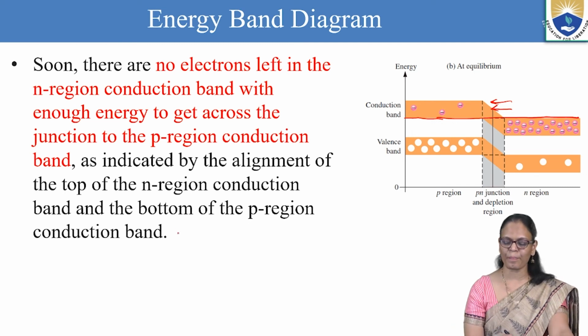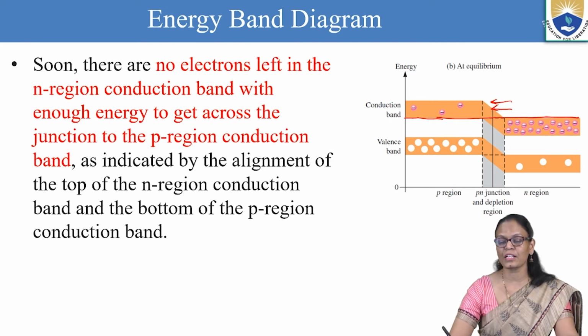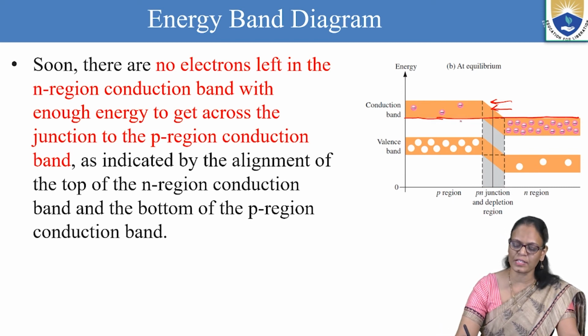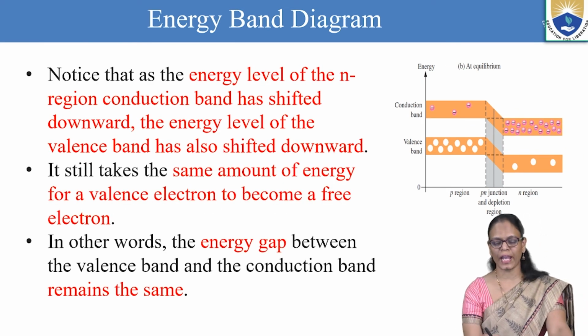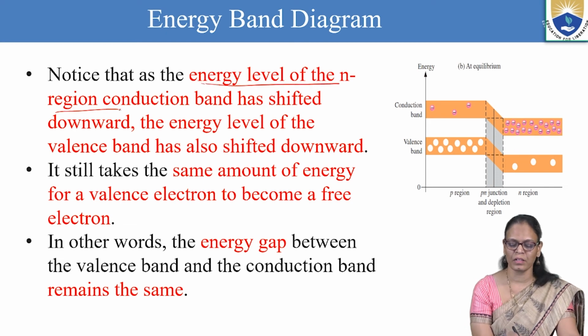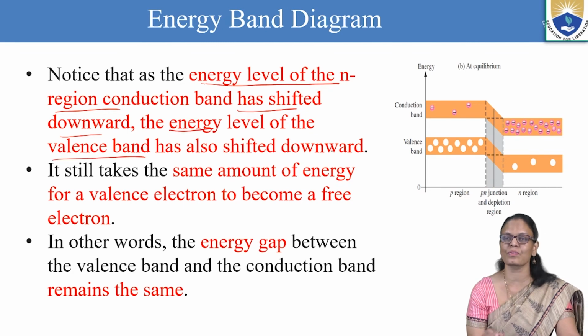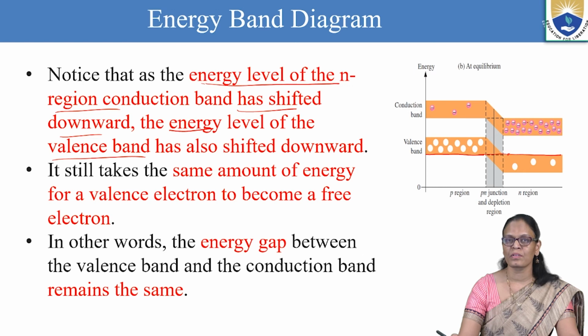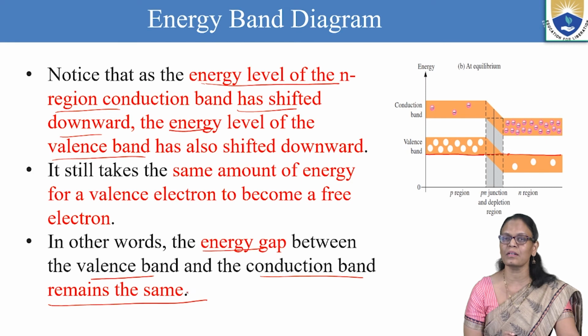So the conduction band is lowered, and in the same way the valence band also gets lowered. What we need to understand is that the gap remains the same. The energy level in the N region has shifted downwards, and in the same way the energy level of the valence band has also shifted downwards. This is the valence band and this is the valence band, so this has also shifted. The energy gap between the valence band and the conduction band always remains the same.